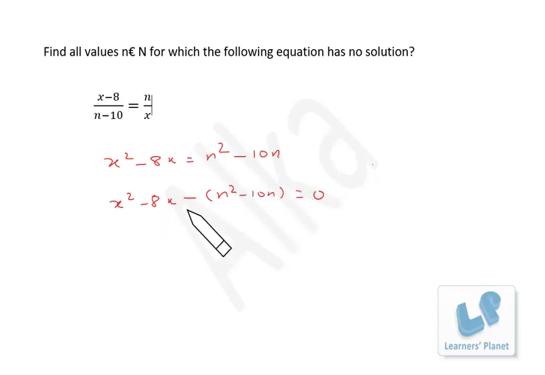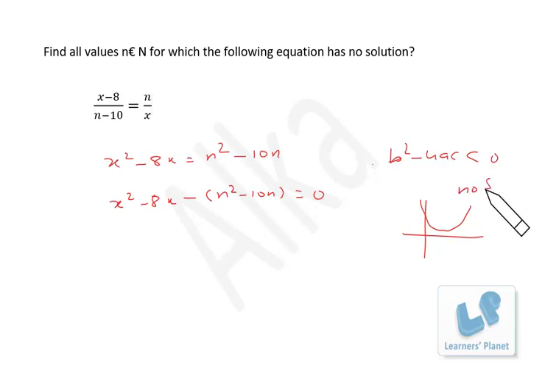Now this is a quadratic equation, and as we have discussed in the previous class, when a quadratic equation doesn't have a solution, that means b square minus 4ac is less than 0. Okay, the three interpretations we did in the last session. This curve will not intersect the x-axis at all. This curve will not even touch the x-axis at all. That means no solution. Or in other words, the discriminant should be less than 0, right?